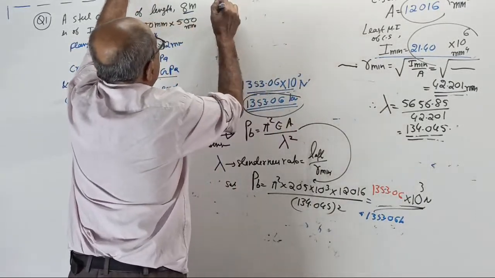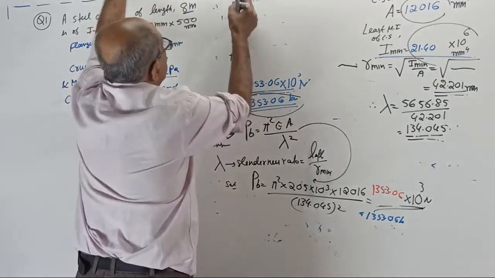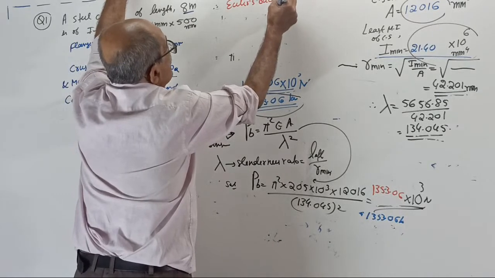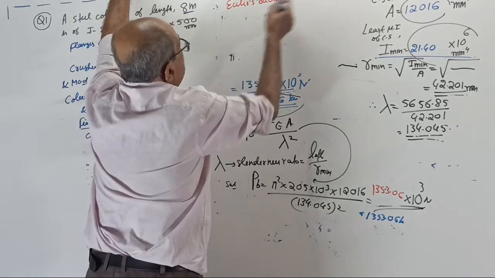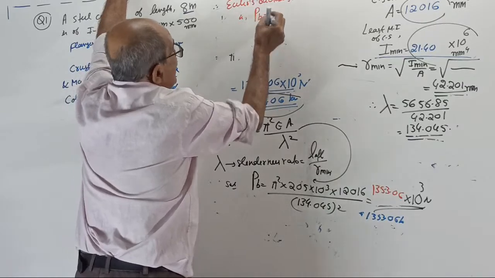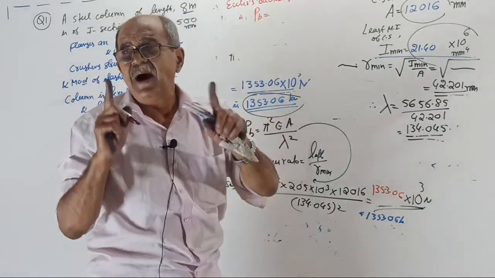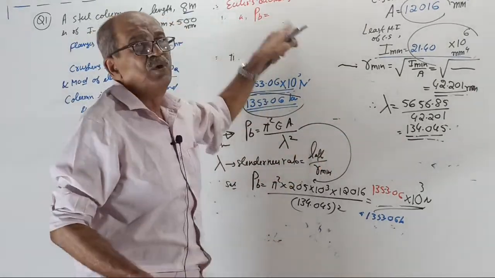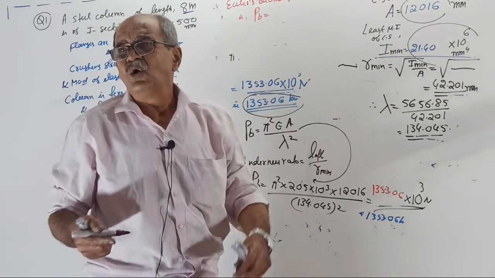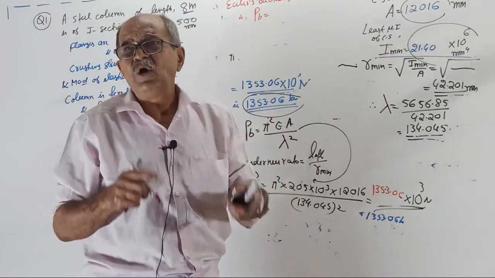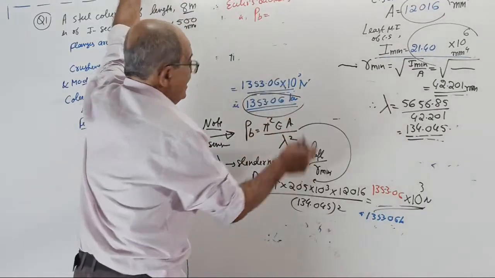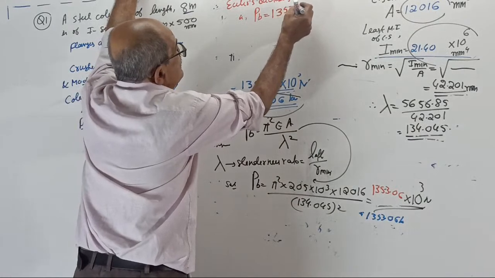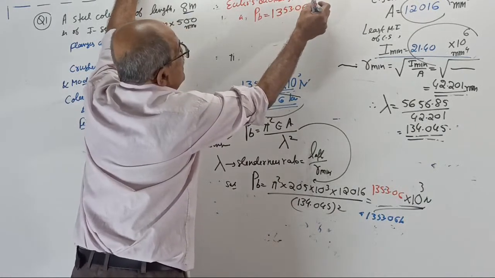In red color, see, for this column, Euler's buckling load, that is PB, is the load at which this column will buckle, means it will fail by buckling. Remember, you write Euler's buckling load means at what load the column will fail by buckling according to Euler's theory: 1353.06 kilonewton is the buckling load.